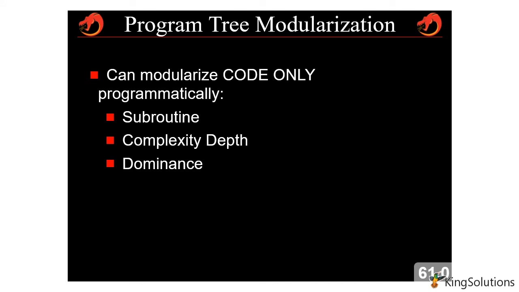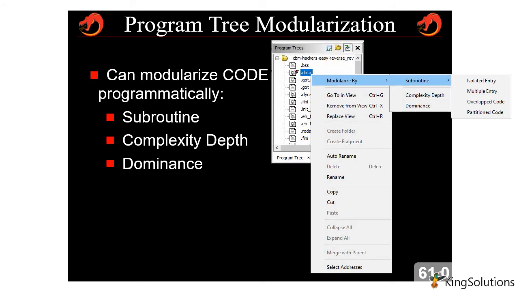Program tree modularization. You can modularize code only programmatically by subroutine, complexity depth, and dominance. It's best to create a new program tree every time you modularize, as the modularization actions do not work effectively on already modularized trees. In the program tree, right-click on a code segment and choose Modularize By. Selecting subroutine breaks code into segments by a chosen subroutine model. Selecting complexity depth groups functions into folder levels.